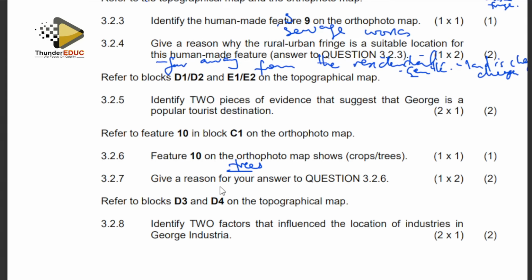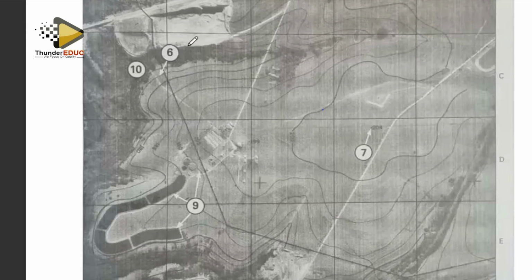Give evidence for your answer. What do we say? Number one, rough texture. The rough texture that you see on a map is indicating the green or the vegetation. Then you can also talk about what you see, the black tone or the black color. Look at this. This black tone here is indicating that it was vegetation. So you give evidence based on that, and so on and so forth.